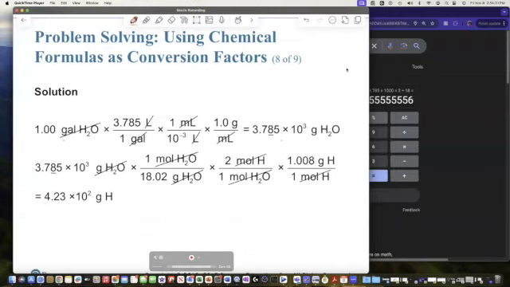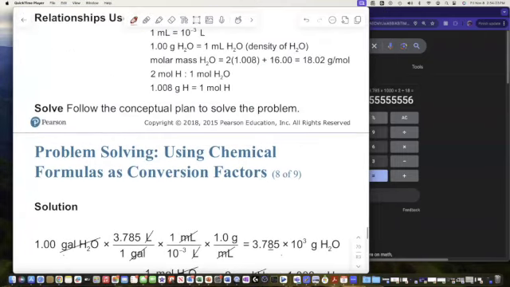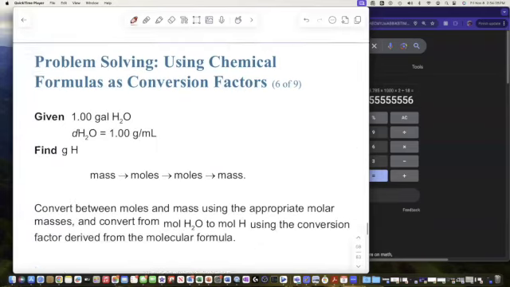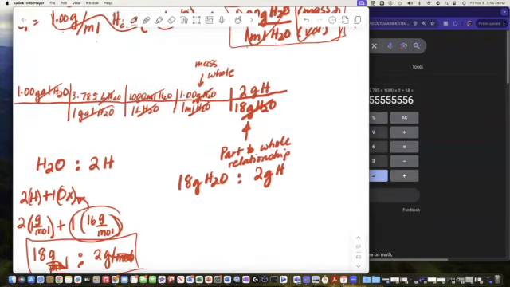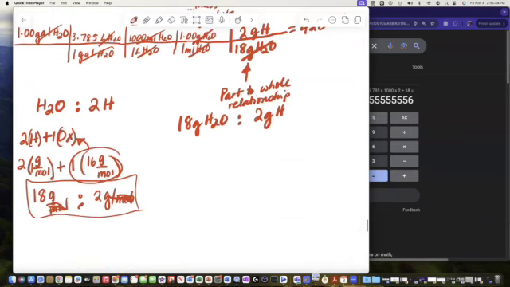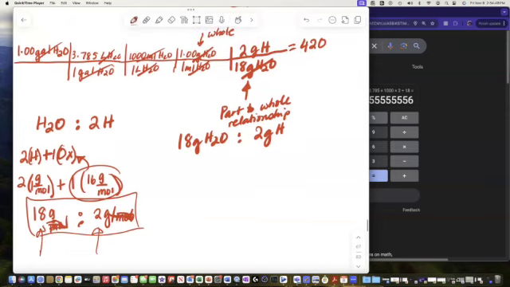So I keep forgetting. I'm still trying to get used to this equipment, y'all. So if I do it this way, I get 420. The reason why my number is slightly more rounded up than theirs is because I rounded up all my atomic masses right here. But that's the answer right there, the grams of hydrogen.